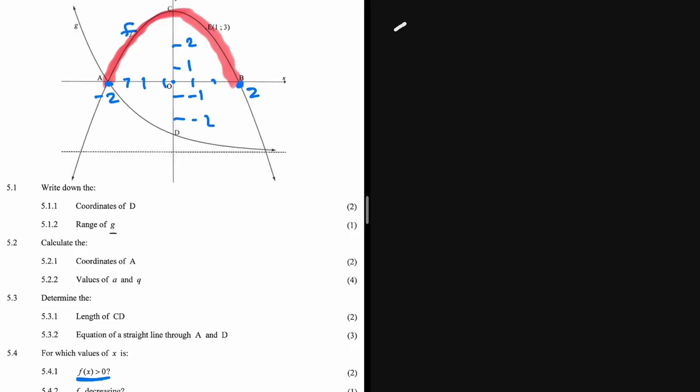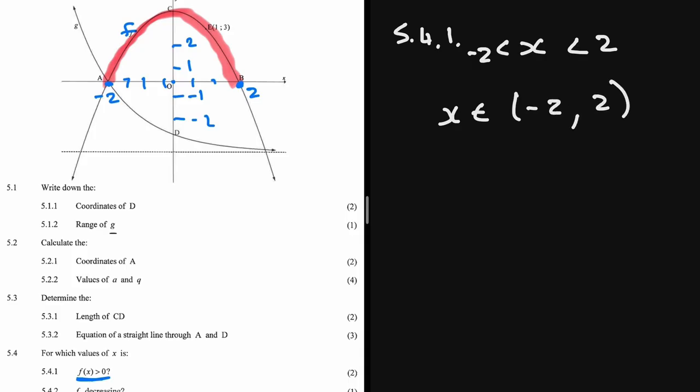So we're going to say now 5.4.1. Our graph is positive in between where x is -2 and where x is 2. So in between -2 and 2. Or we can also represent this by saying x is an element in between -2 and 2. You can just write it however way you want to write it, but you need to know how to analyze that. Okay?